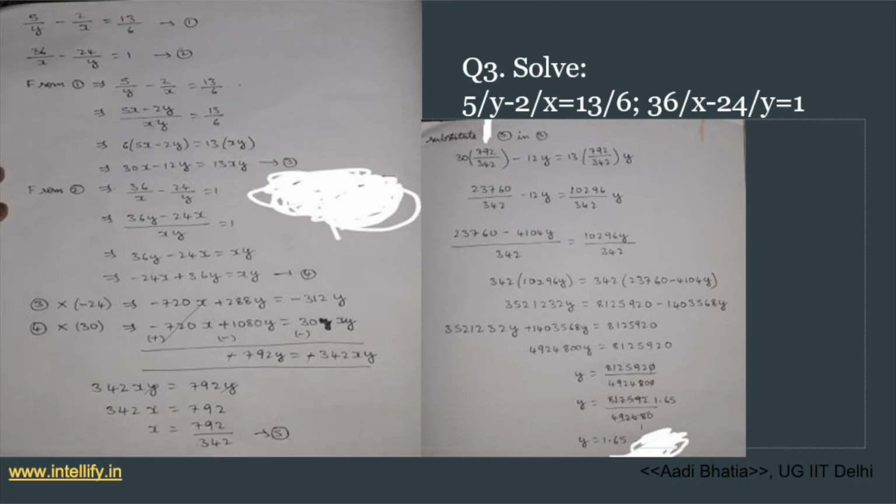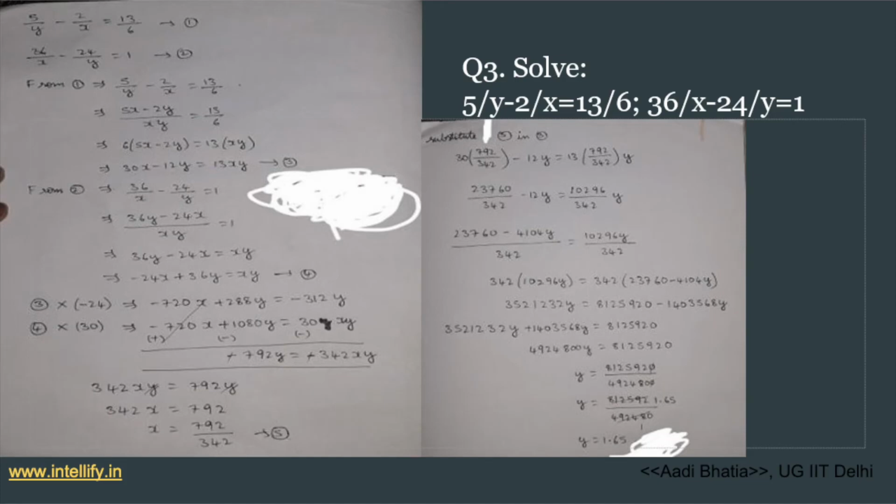So we'll multiply equation 3 by minus 24, and we'll multiply equation 4 by 30. Hence, it will form minus 720x plus 288y is equal to minus 312xy, and minus 720x plus 1080y is equal to 30xy. We are going to subtract equation 3 from 4, and hence x will be cancelled, and the equation will then be 792y is equal to 342xy.